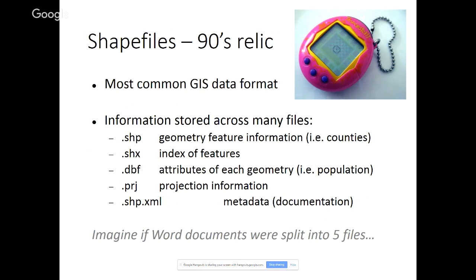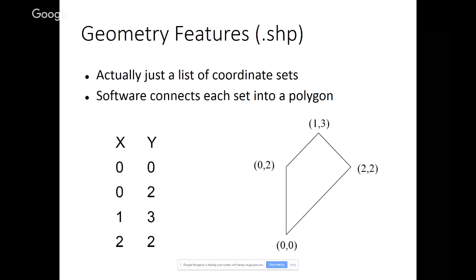And then .shp.xml is metadata, which could be documentation for your data set. So imagine if throughout your whole academic and professional career, every time you sent a Word file, you had to attach 5 files in an email. You have to click through and download all 5 files, and then you can't double click on one to open it. You have to go into Word and choose File, Open every single time, right? So this is why it's a bad format, but hopefully we'll see some ways to improve this.